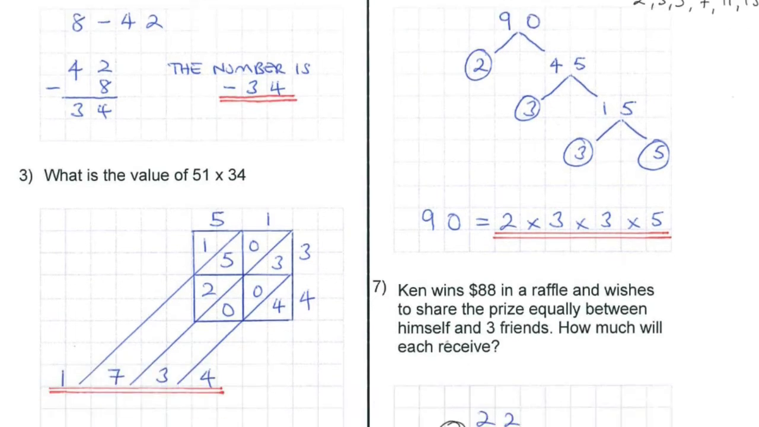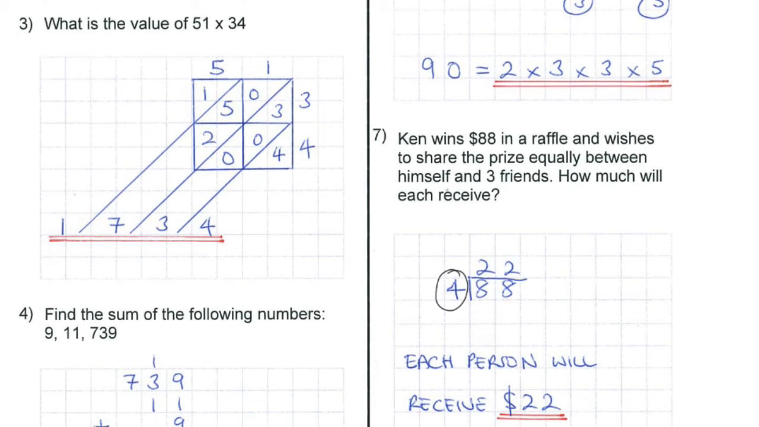For question 3, we're just multiplying two numbers together. And as you know, I like to use this box method. So we draw a nice big square, divide it down the center and across. We've got 51 times 34, and we just multiply 5 times 3, giving me 15. 1 times 3 is 3. 5 times 4 is 20, and 1 times 4 is 4. We then add up diagonally, so we've got 4 here, we've got 3 here, we've got 7 there, and then just the 1 on the end.